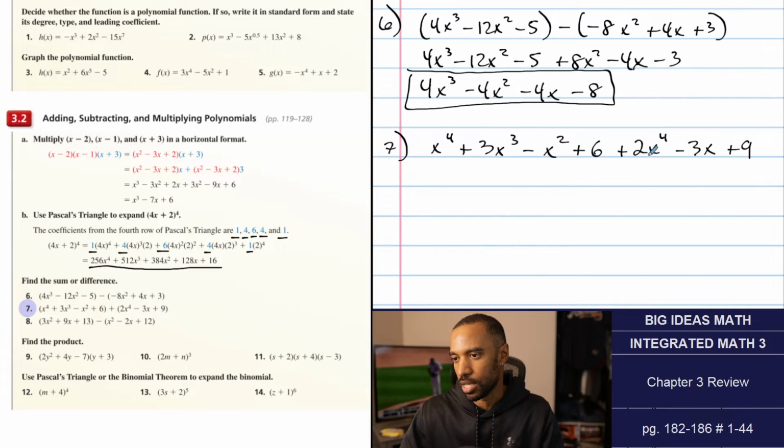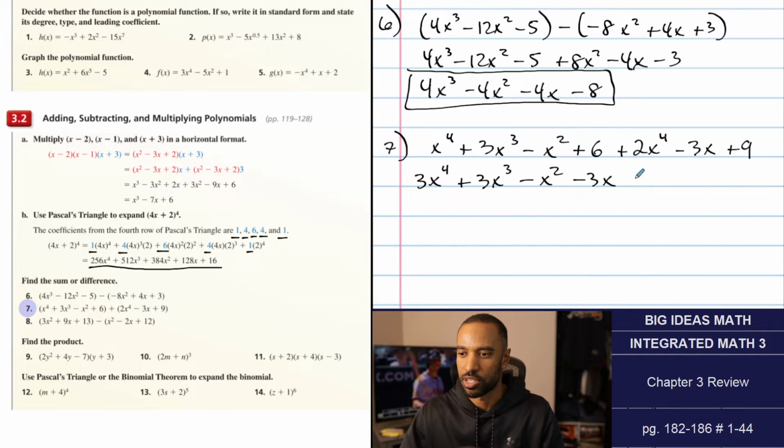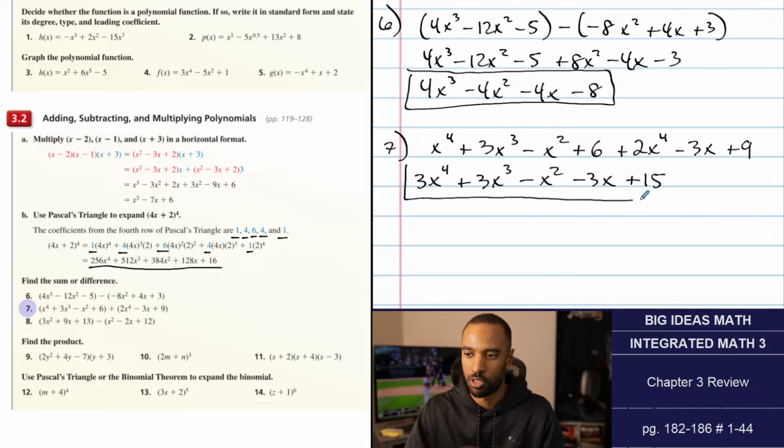X to the fourth is the largest degree, and there are 2 of them that can add together, which become 3x to the fourth. The x cubes, only 1 term there. Maybe everything will turn into a 3 this time. Negative x squared looks like it stands alone. X terms, this one stands alone, and 6 plus 9 is 15. So no, not everything turned into 3s, or multiples of 3.